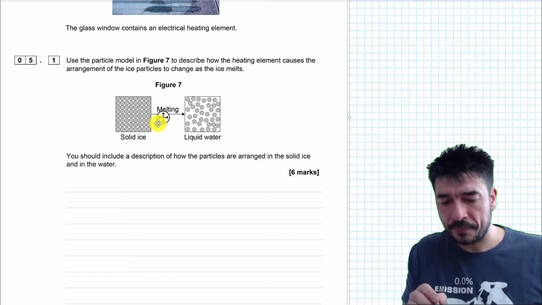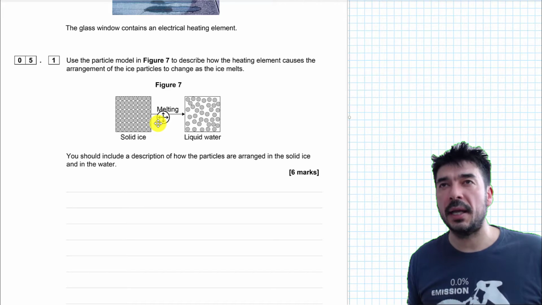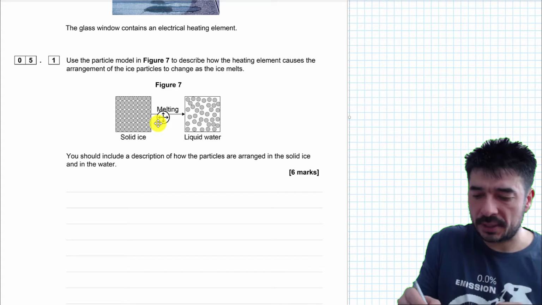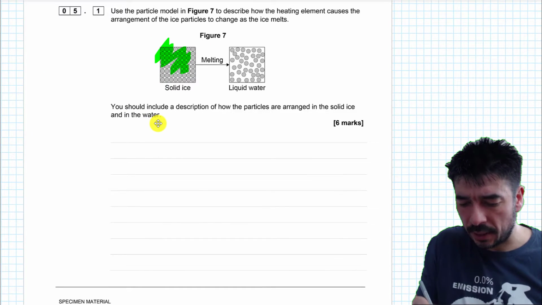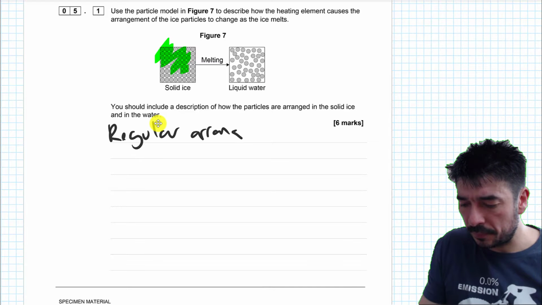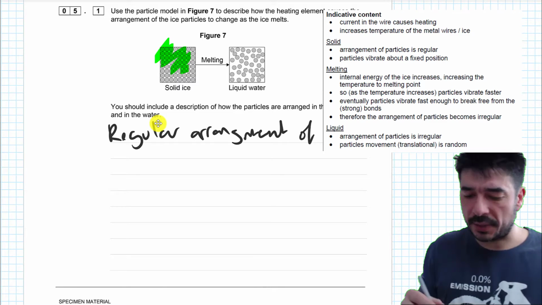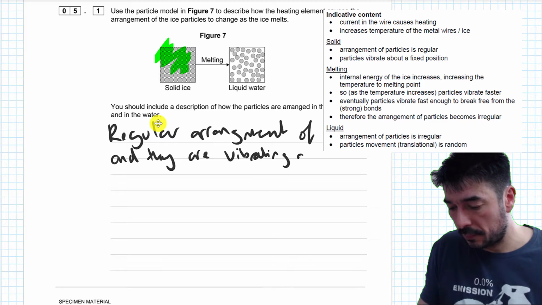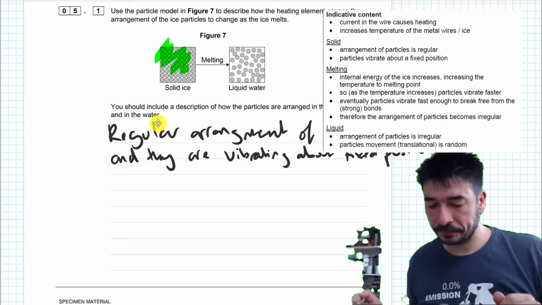So it says, use the particle model to describe how the heating element causes the arrangement of ice particles to change as the ice melts. How does the arrangement change? Right, so the simplest thing to do would be to start with the description of what's going on here. I would say we start with a regular arrangement. There's a regular arrangement of particles and they are vibrating about fixed positions. They're sitting where they are, jiggling around, right?